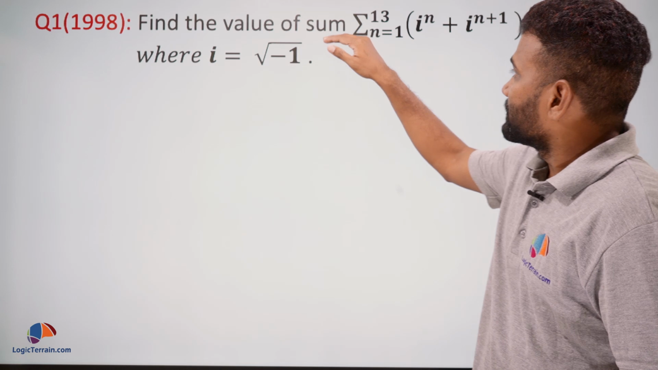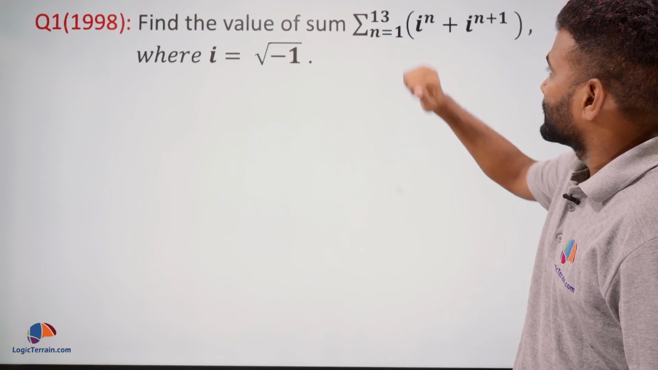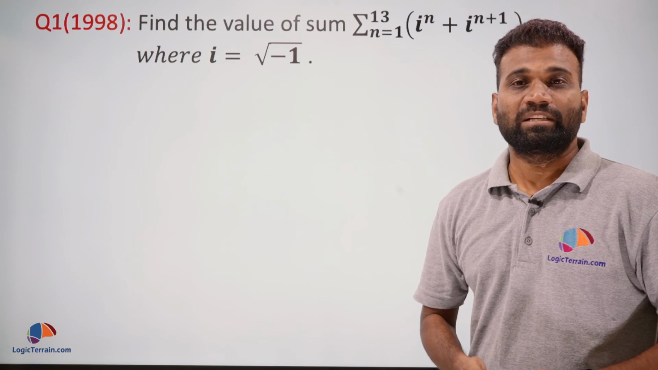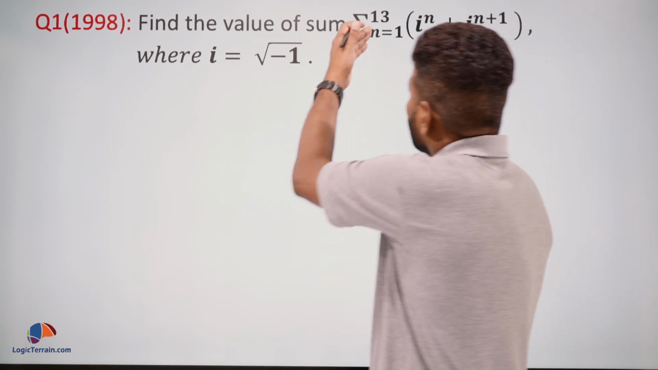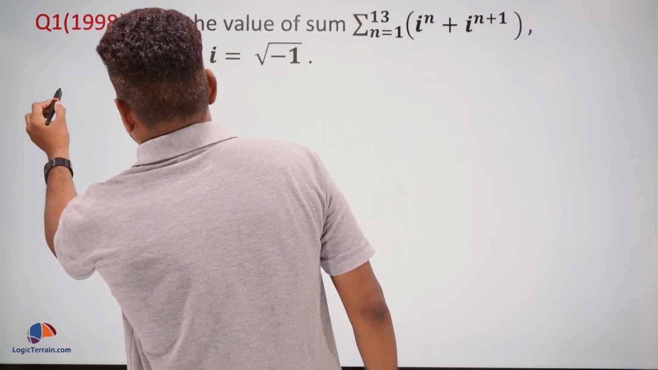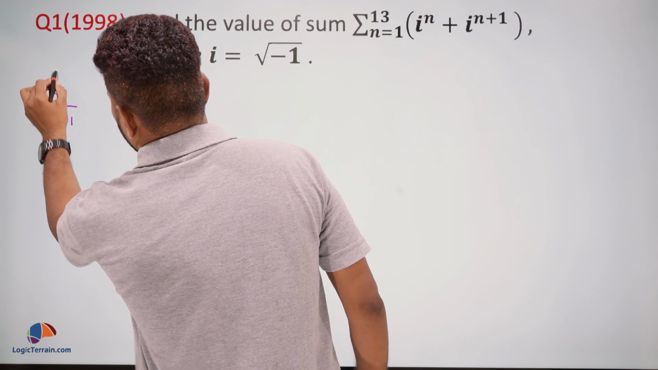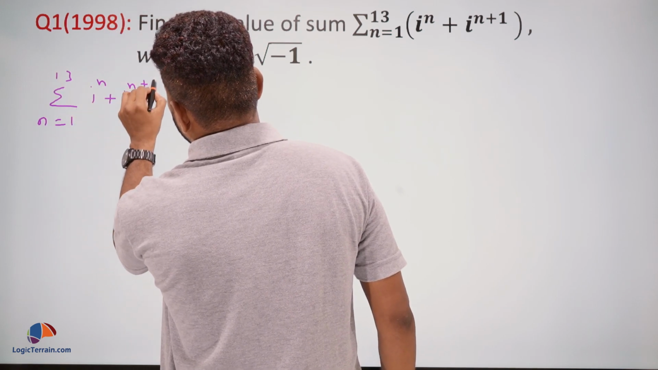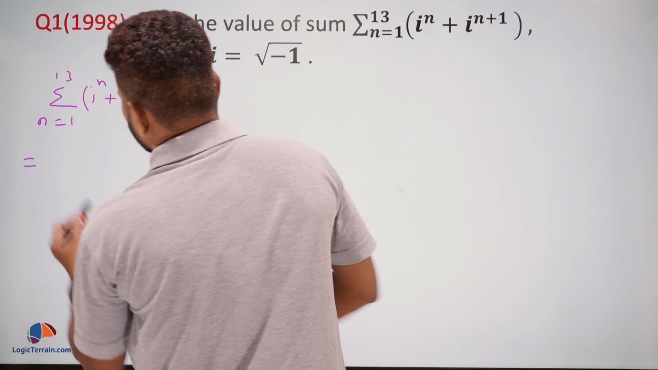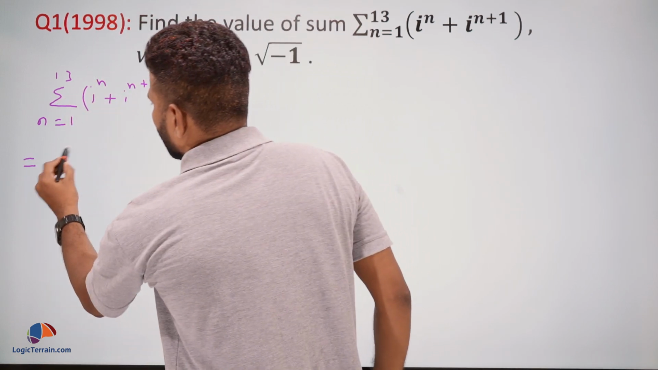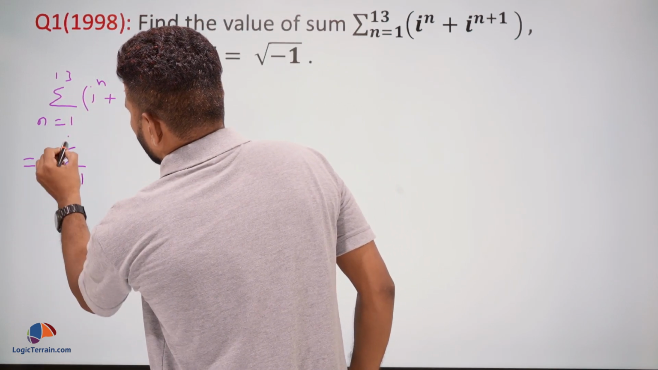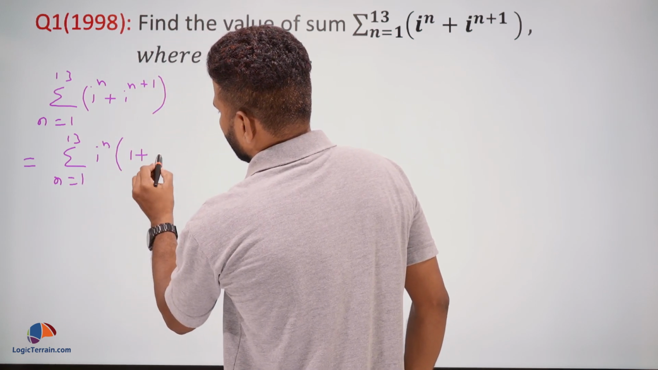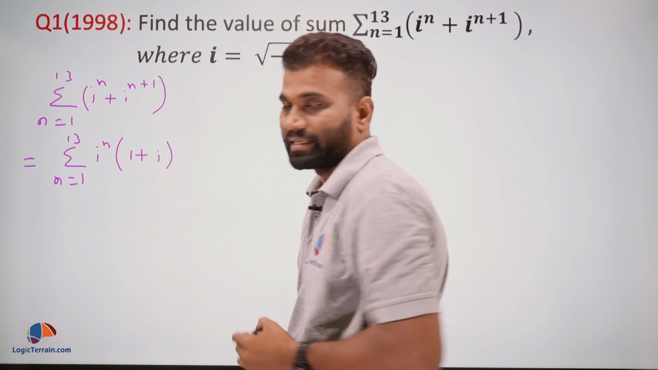Find the value of summation n equals 1 to 13 of i^n + i^(n+1), where i is equal to square root of negative 1. So here we have summation n equals 1 to 13 of i^n + i^(n+1). In this we'll take i^n common. Summation n equals 1 to 13 of i^n, here we are left with 1, and here i^1, that is i.